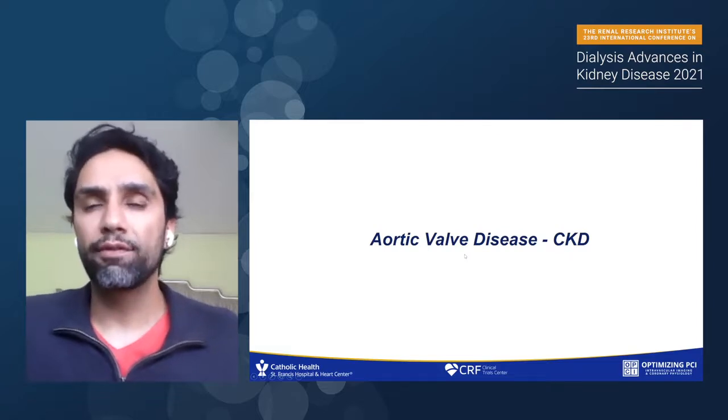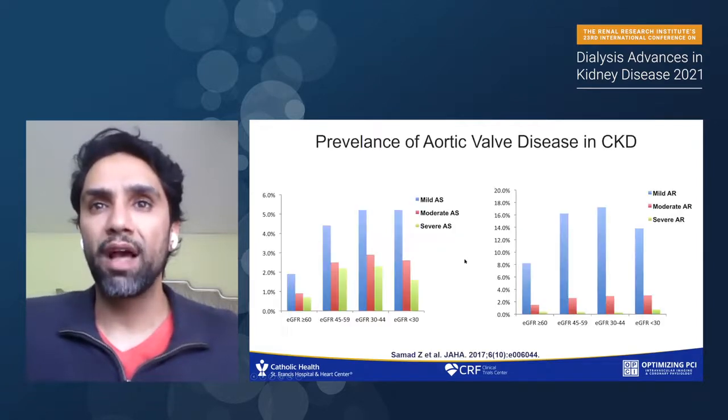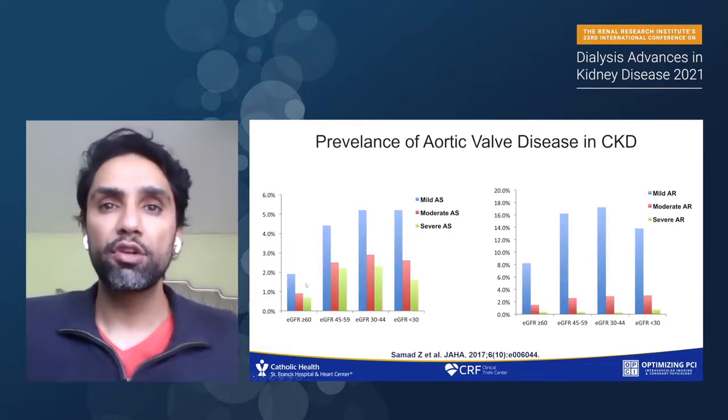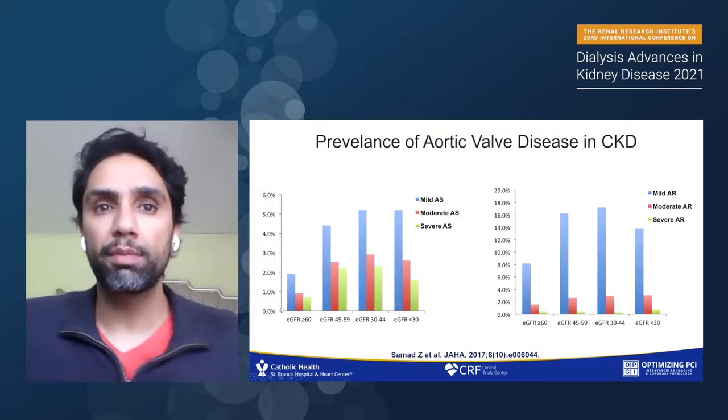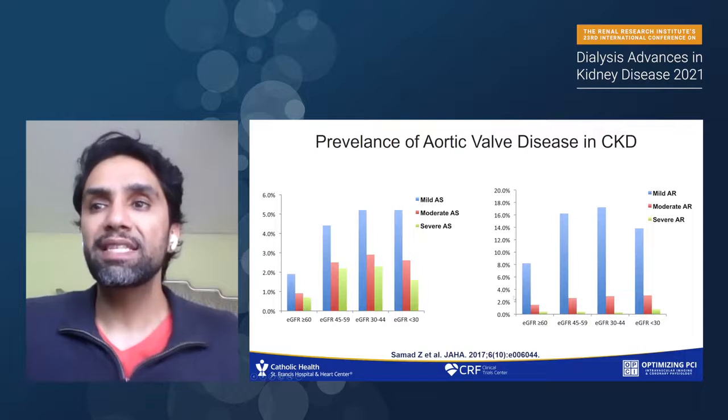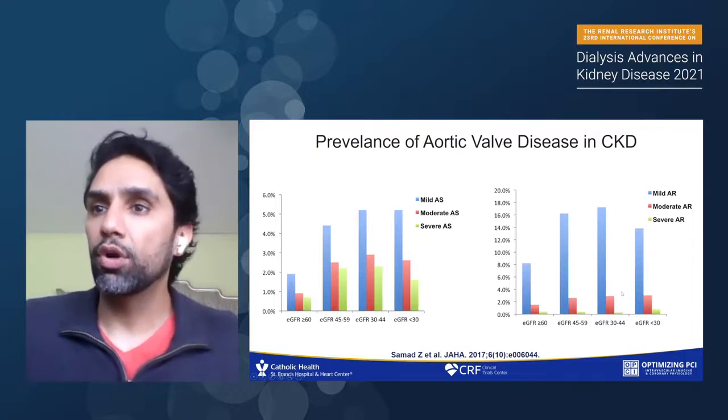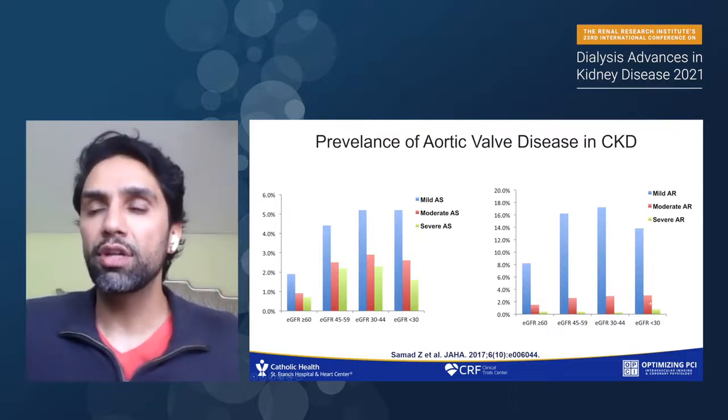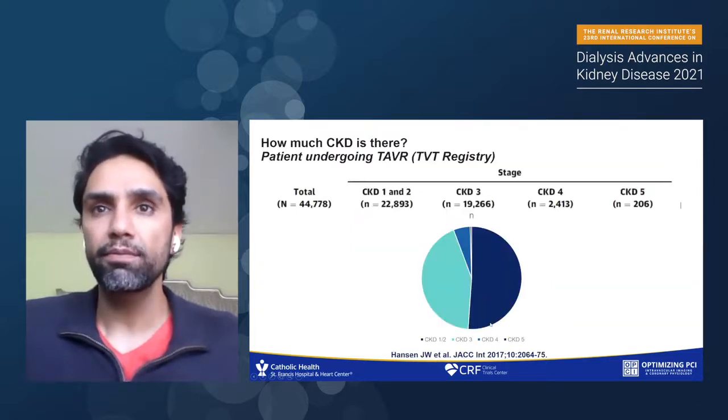So for the last 10 minutes or so, I'm going to move on to aortic valve disease and CKD. The first thing you'll notice is that compared to patients who have a higher eGFR, the incidence of moderate to severe aortic stenosis goes up rapidly compared to patients with better GFRs. And the same thing happens also with regards to aortic regurgitation, probably because of volume overload, but not really a significant difference in severe aortic regurgitation.